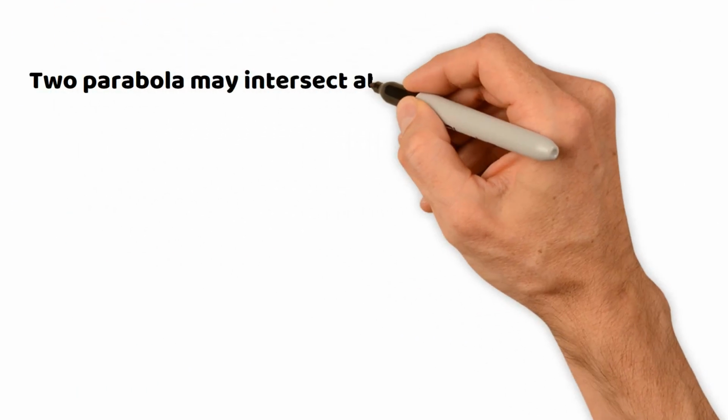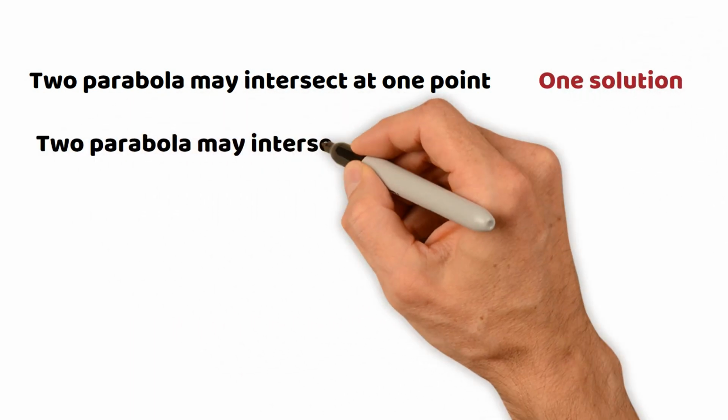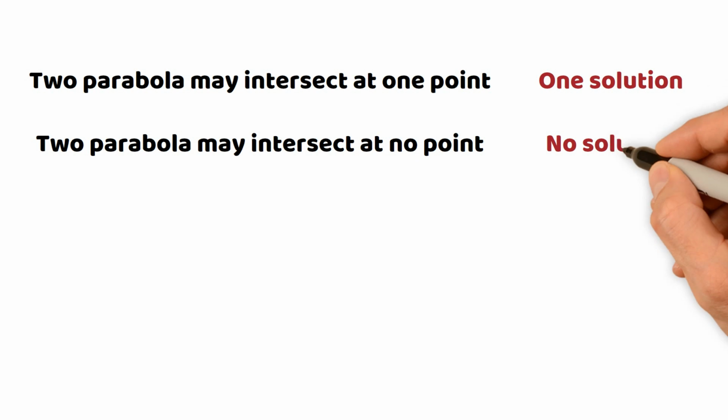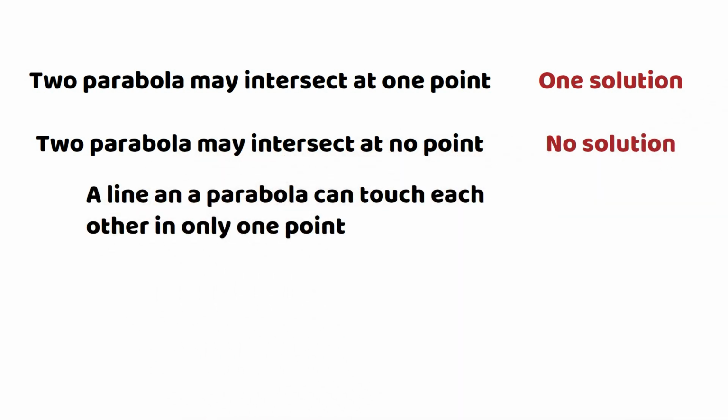Two parabolas may intersect at one point, in which case the two equations have just one solution, or they can intersect at no points, in which case the equations have no solutions. A line and a parabola can touch each other at only one point, and so forth. Let's take a look at an interesting example.